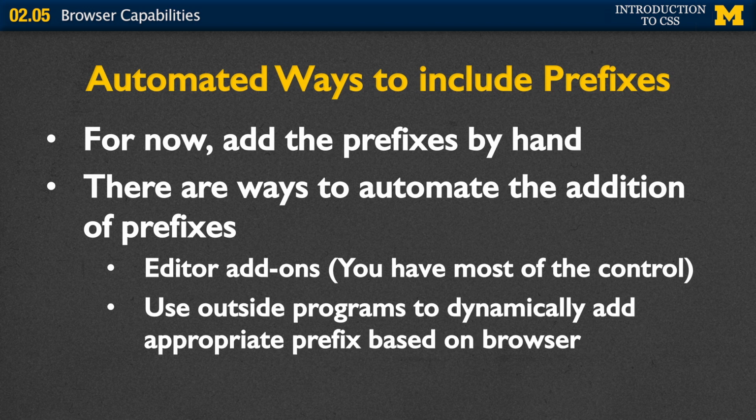You can also use outside programs that will dynamically change your code as people load it to only put in the prefixes that they need. If you remember in my example, even though I was using Chrome, my style sheet still had all the different prefixes. This would automatically only add the ones you need. Again, these are kind of cool, but let's not worry about them right now. For now, let's focus on the basics.